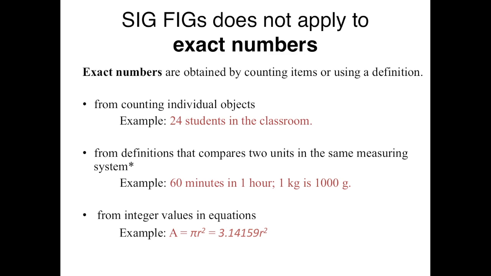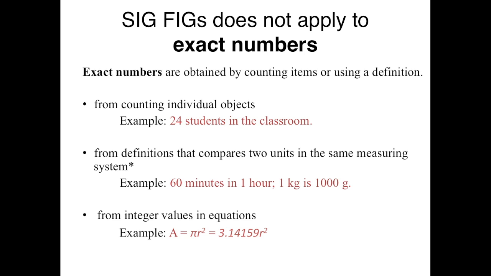So let's talk about some examples where exact numbers can come from. Exact numbers can come from counting individual objects, as we said before. So an example here is when you count 24 students in a classroom, that 2 and that 4, you don't say there are 2 sig figs in there. You just say that is an exact number. So no sig figs, or an infinite amount of sig figs; basically it doesn't apply. A second place you can find exact numbers is from a definition that compares two units in the same measuring system. For example, 60 minutes in 1 hour. There are no sig figs applied there because that's a definition.